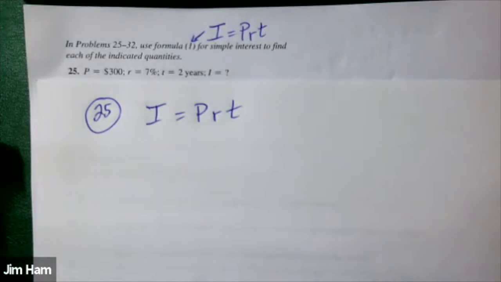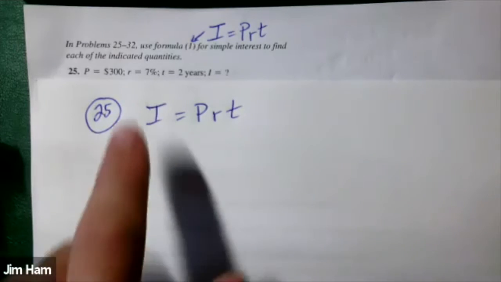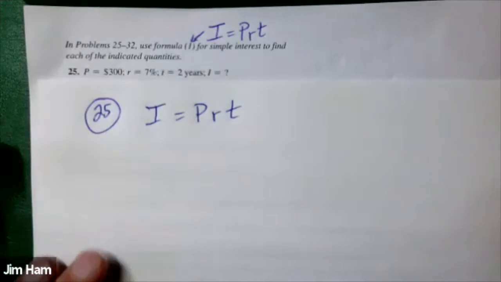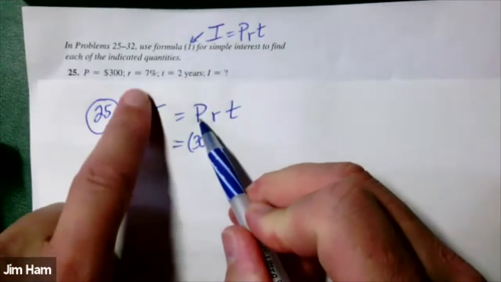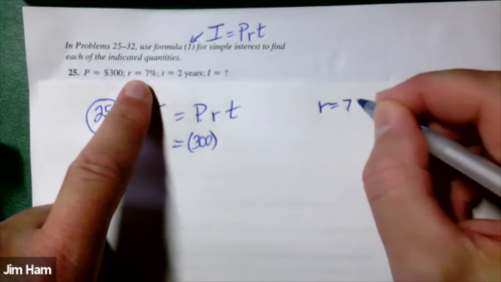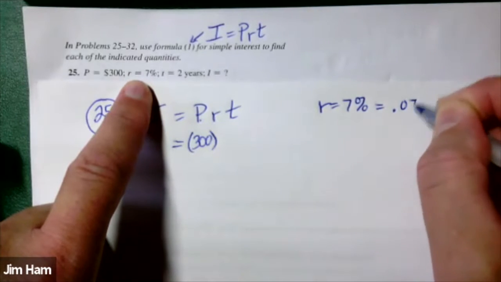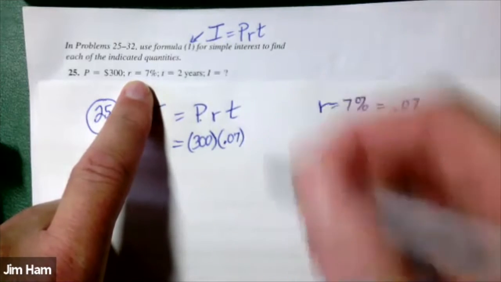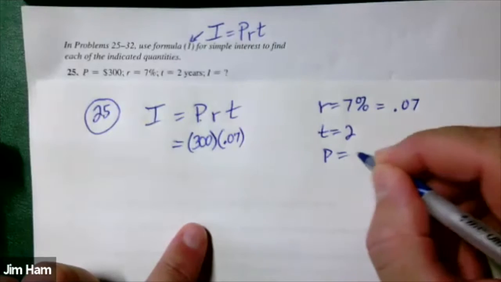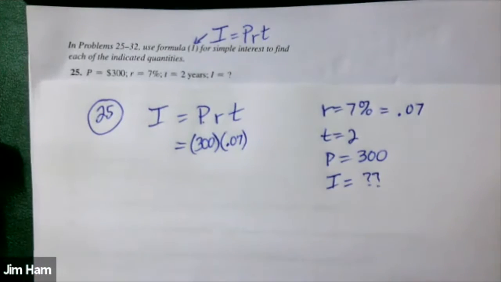So you start off with the formula, and you notice that there are 4 different variables in that formula: I, P, R, and T. And the way these problems typically work is they're going to give you 3 of those 4 and then ask you to find the missing 4th. So it's nice when they label them like this. So we're going to put in 300 for P. The interest rate is 7%, but it must go into our formula as a decimal number, 0.07, and then T is equal to 2, and P is equal to 300, and we're trying to find I.